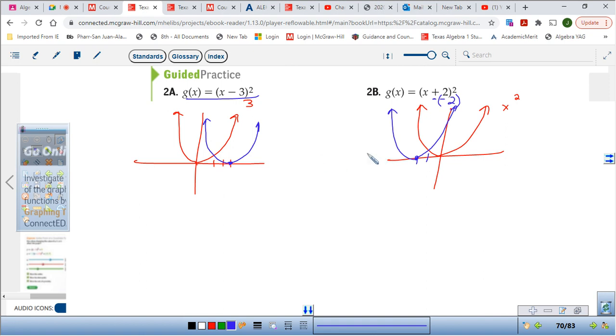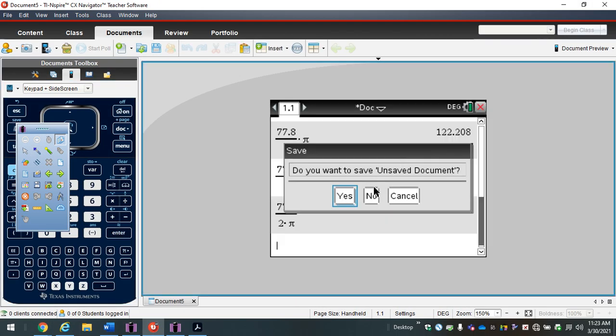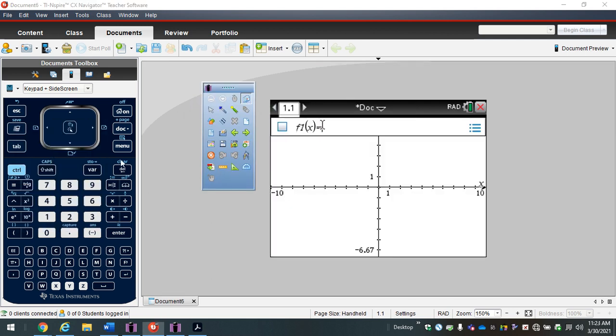Don't forget. Now, I'm going to show you in the calculator, guys. I guess I'll show you this one, -3. How you can look at this in the calculator. Make sure you know you turn on the calculator. Do go to a new document. Do not save it. It's asking if you want to save your old stuff. The parent function is going to be x squared.